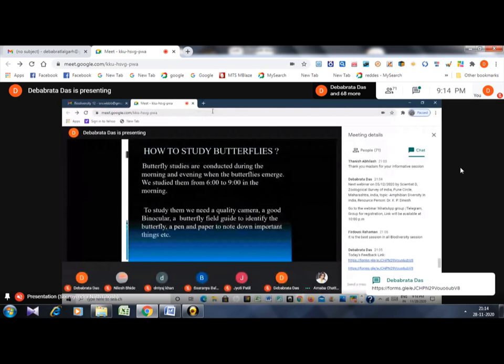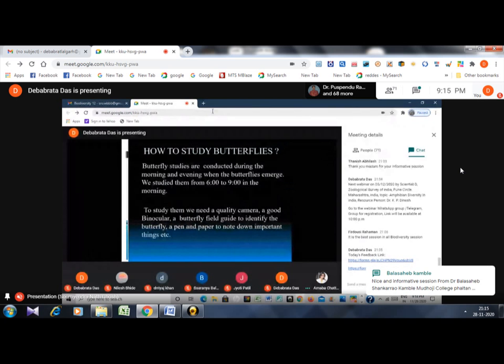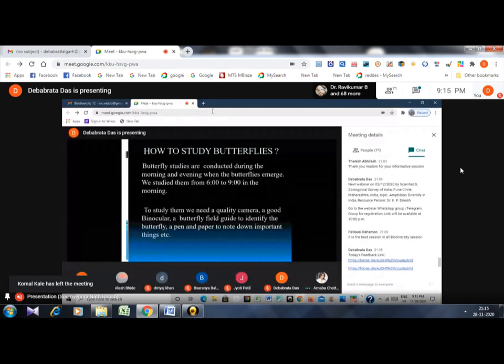So butterfly studies are mostly conducted in the morning. In the winter mornings, I say that you don't go in the very early morning. You go from 8 to 9, or you go when the sun comes out. Because butterflies are cold-blooded animals, and they will not come out until the sun is out. That's why I am saying that when the sun is out, you go for butterfly gardening or butterfly watching. In the summer mornings, you go from 6 to 9, and in the winter, I say you go from 8 to 9.